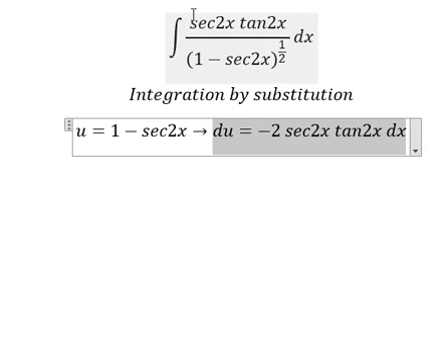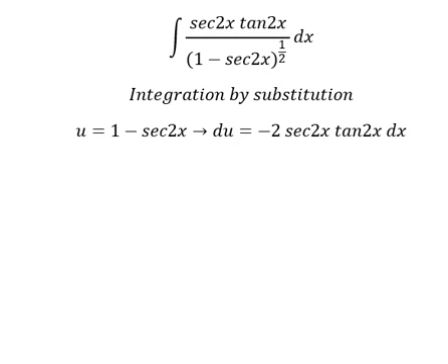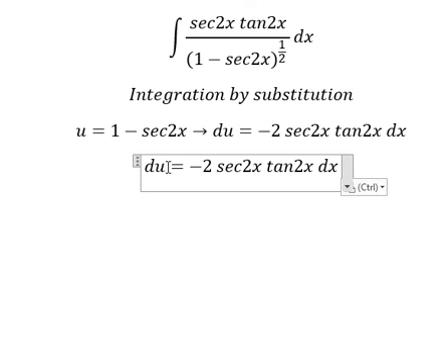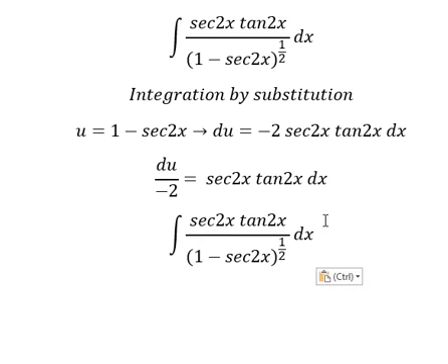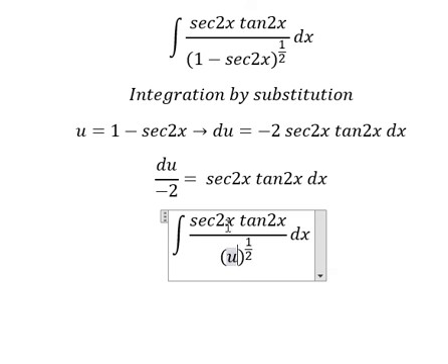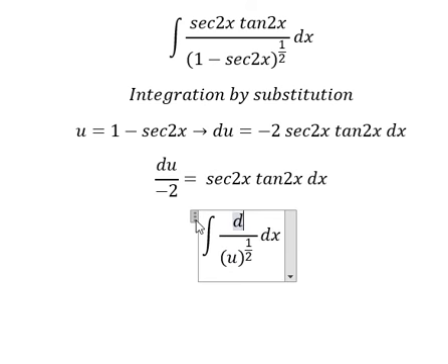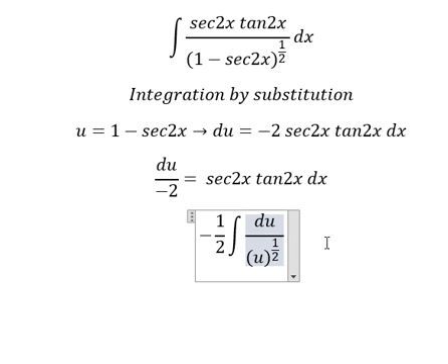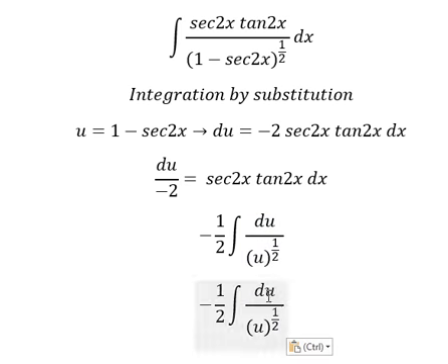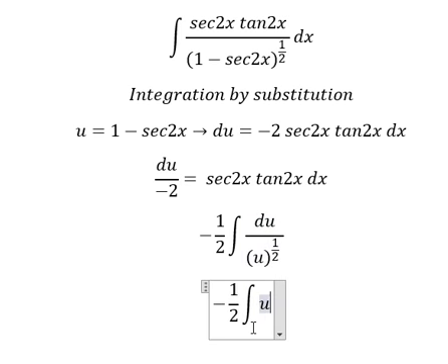Next, we don't have negative 2, so we need to divide both sides by negative 2. This one we change to u. Secant of 2x tan 2x dx, we change to du over negative 2. This one we can change into u to the power of negative 1 over 2 du.